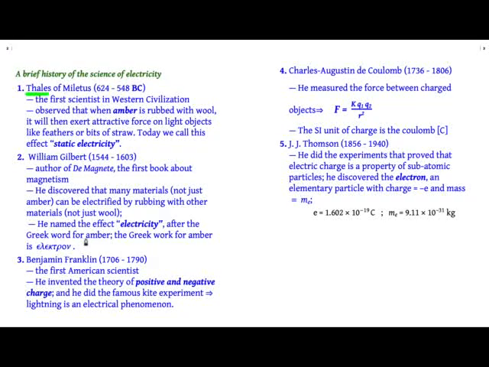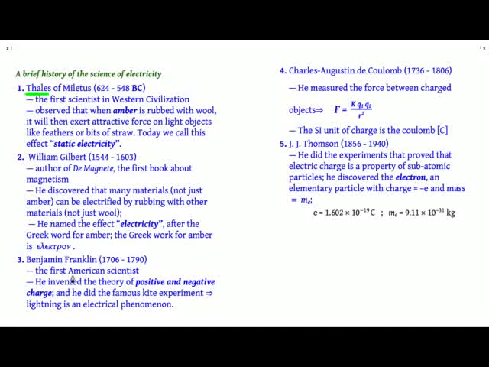He named it after the Greek word for amber. The Greek word for amber, written in Greek letters, is electron. And Gilbert, seeing that Thales was the first person to observe this effect, named it after the material amber. Now, moving a little further ahead in the history of electricity, Benjamin Franklin was the first American scientist. He lived 1706 to 1790.